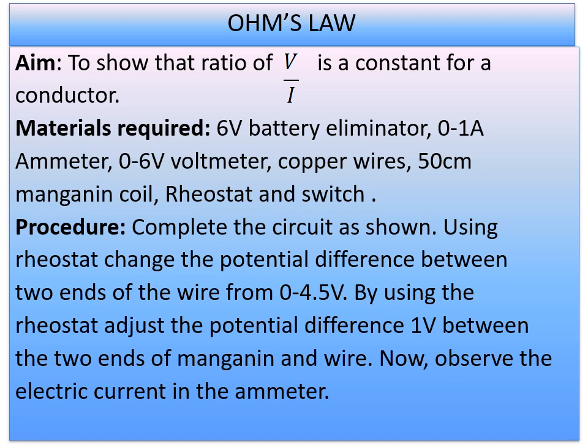So the procedure for this is you have to complete the circuit using all the materials required. Using the rheostat, we have to change the potential difference between the two ends of a wire from 0 to 4.5 volt. By using the rheostat, we adjust the potential difference to 1 volt between the two ends of the manganin wire. When you adjust 1 volt, you have to measure the electric current in the ammeter. Then tabulate the values V and I.